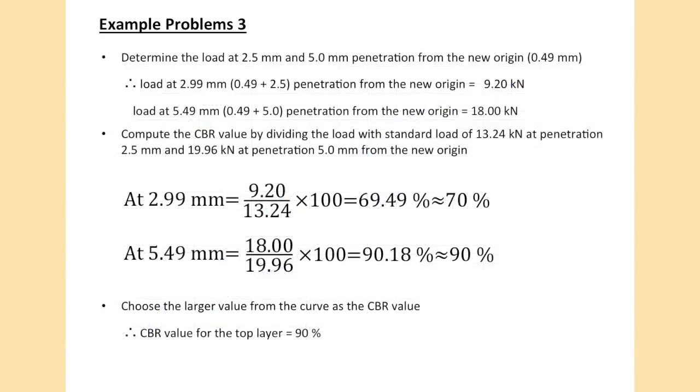After that, proceed to compute the CBR value by dividing the load by the standard load and choose the larger value from the curve as the CBR value. As you can see from the video, the CBR value for the top layer is 70% and 90%. So, the CBR value for the top layer is 90%. Now, we have completely answered this question. However, in real laboratory CBR determination, we will proceed with two other moulds to determine their respective CBR values for top and bottom.